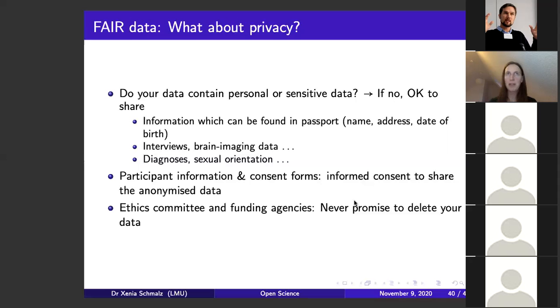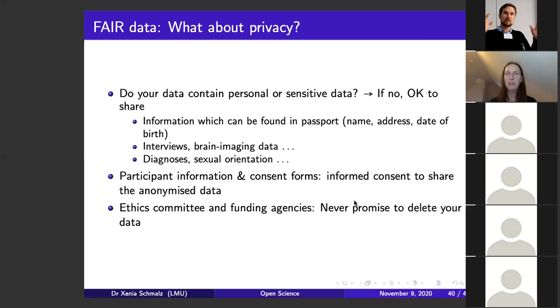Normally, when you write an ethics application before you do an experiment or when you ask for funding, you need to have some kind of data management plan. A lot of people, for some reason, promise to delete or destroy their data after 10 years. If you promise that, then of course you have to do that. But I think in many cases it's because of a misunderstanding, because for example the German Research Foundation, the DFG, requires that the researcher keeps the data for 10 years. People interpret that as meaning that they have to destroy it after 10 years, which is actually not the case.